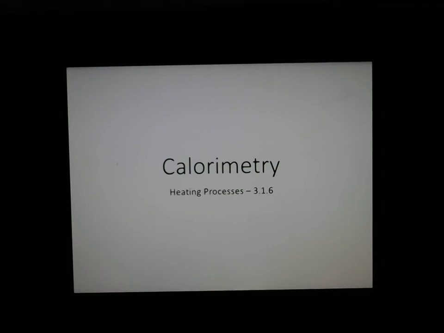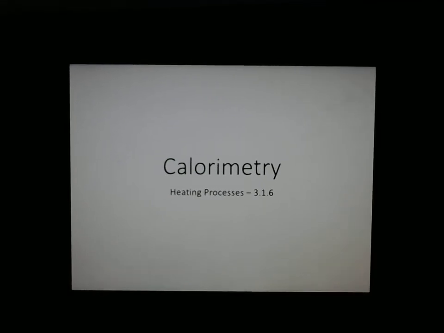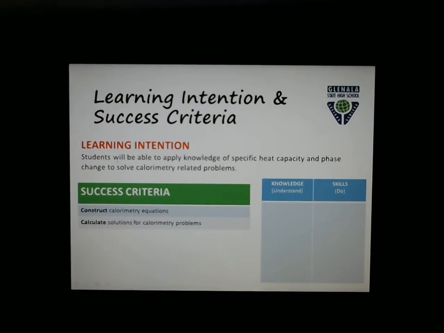This video we're going to be covering calorimetry and examining some different types of data related to it that you may see on exams and other types of sources there. So here are your learning intentions and success criteria. Please pause the video and complete the KS table down here on the right.